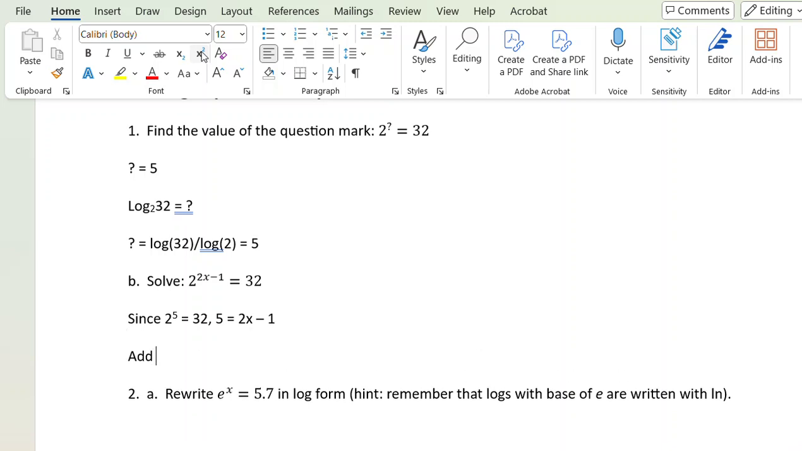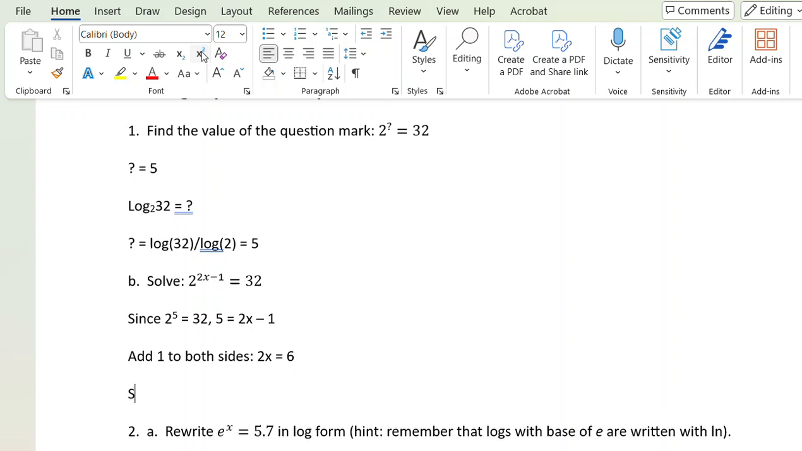Then we can add 1 to both sides, and divide both sides by 2 to get that x equals 3.